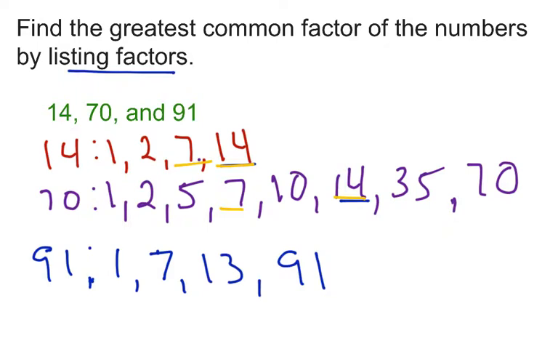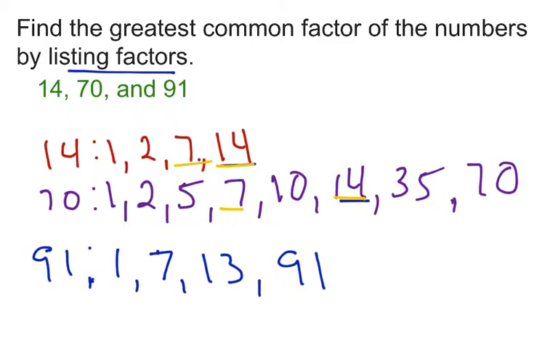But looking at your greatest common factor, sometimes it's easier to go down your list. Well, our common factors are 1 and 7. Our greatest common factor, or GCF, is 7. So I want you to use strategies like that when you're figuring this out on your own.